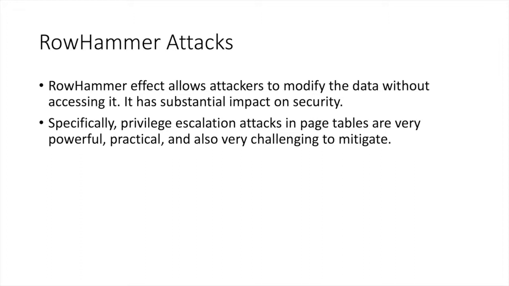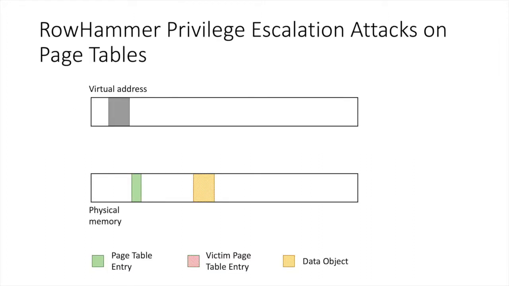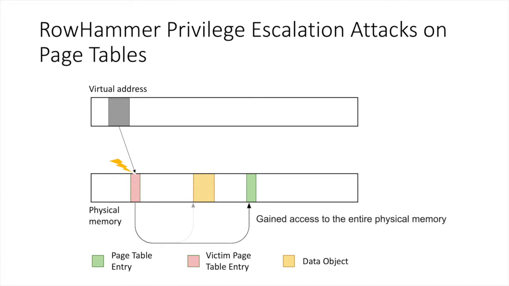Specifically, privilege escalation attacks in page tables are very powerful, practical, and also very challenging to mitigate. An attacker can exploit RowHammer effect in page tables to gain the permissions to the entire physical memory. For example, when a processor accesses an object on the DRAM, the page table entry should point to the regular data objects. If an attacker induces bit flip error in the page table entry, and make it point to page tables instead of regular data objects, the attacker will have rewrite permissions to the page table, and then gain access to the entire physical memory.